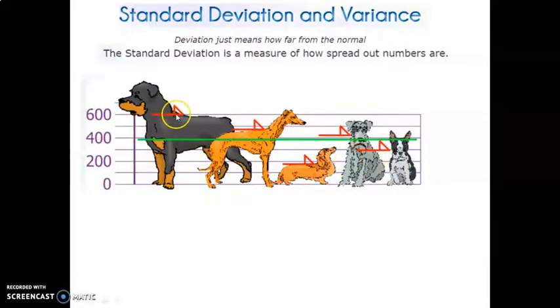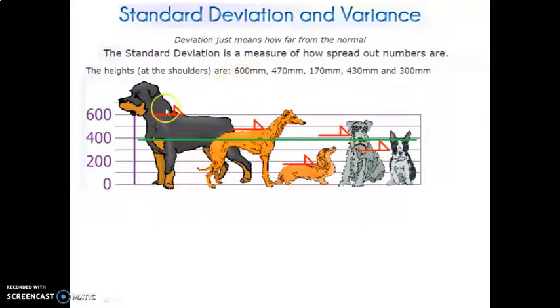You can see it's marked with these red things here. That's the height of each of these dogs to its shoulders. And here are the values we have: 600 millimeters for this dog, 470, 170, 430, 300. Those are the heights we collected. Now, what is the green line? Well, the green line is the mean. If we calculated the mean of all these, the average, we would get 394. So that's the average height of the dogs we see.